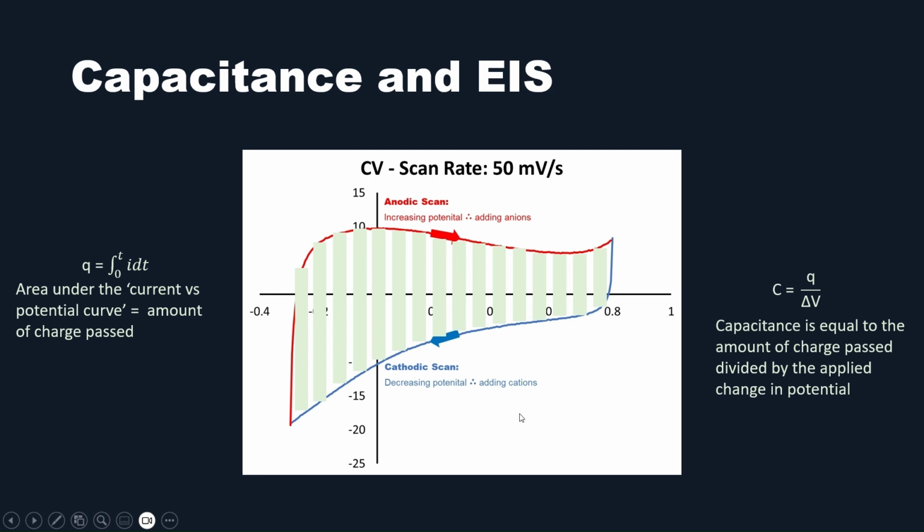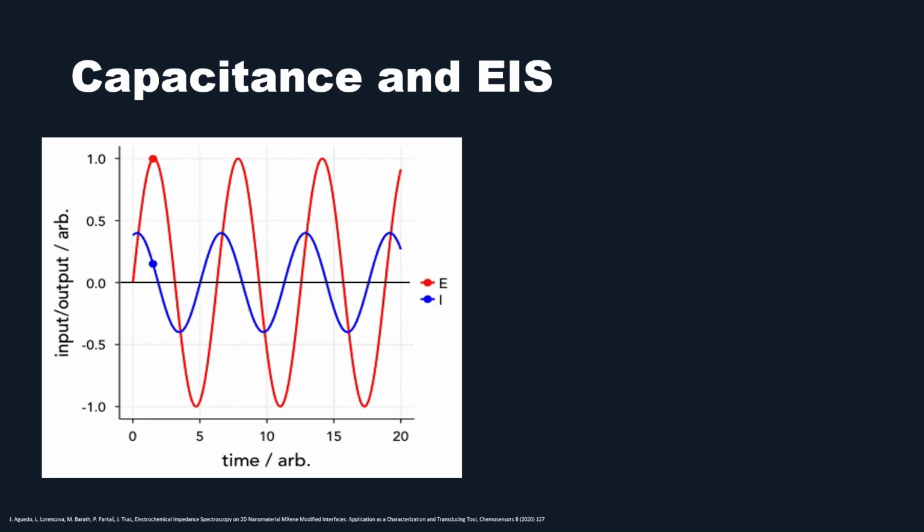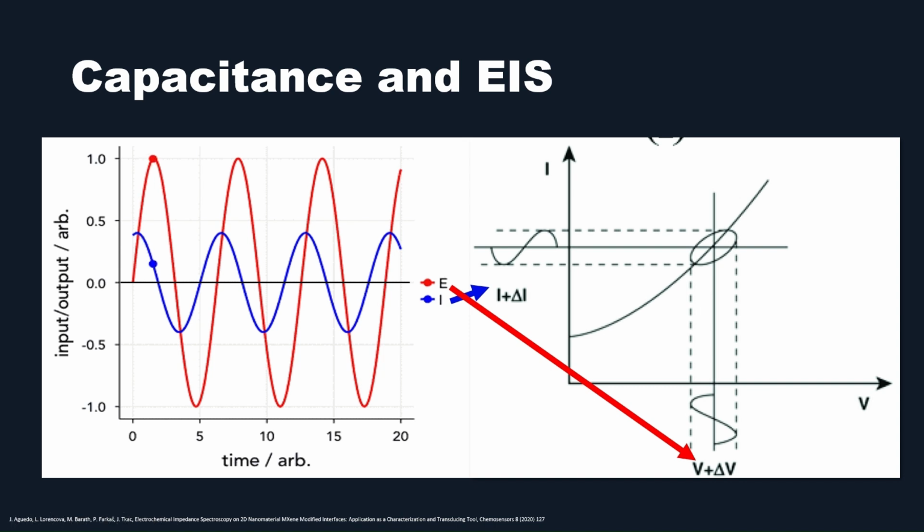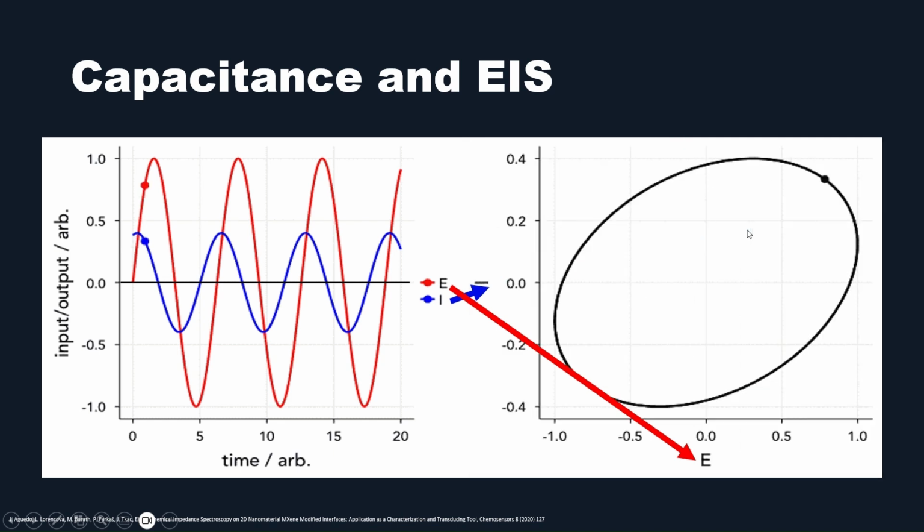Keeping this in mind, for impedance we have the two sinusoidal waves, and we measure the current. Just like with capacitance, we put the current on the y-axis and the potential on the x-axis, and then we get something that looks like an ellipse. The ellipse looks like this, corresponding to the applied potential and the resulting current.